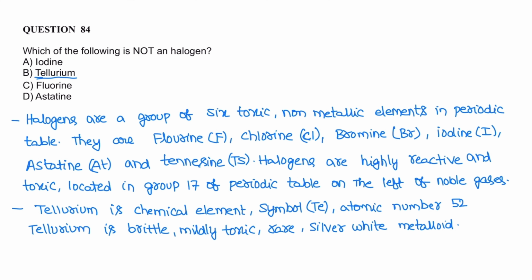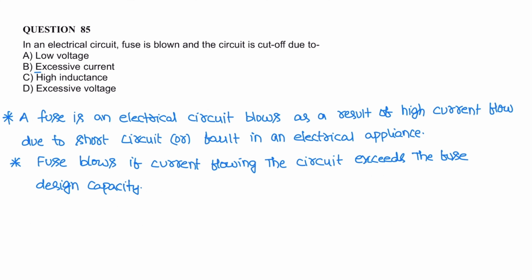Next question. In an electric circuit, the fuse is blown. The reason for blowing the fuse is either a short circuit or a fault in the electric appliances. A fuse blows if the current flowing through the circuit exceeds the fuse design capacity. So the reason for blowing of the fuse is excessive current. Correct option is C.